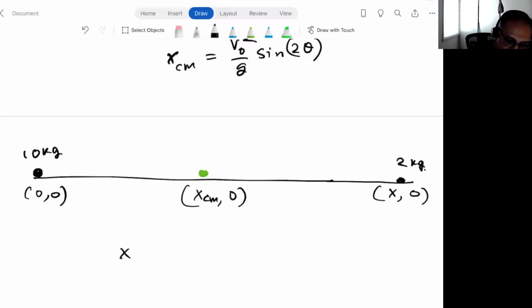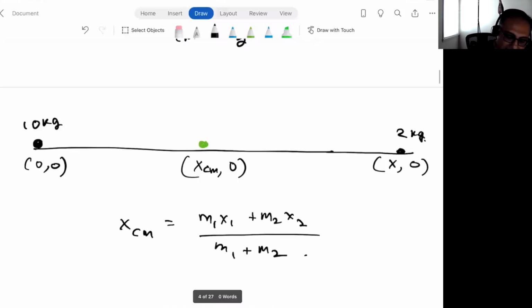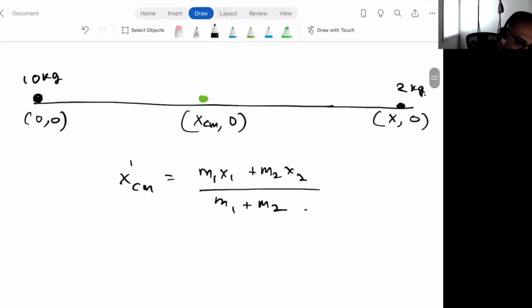So you know that the one-dimensional position of the center of mass formula for X is m1 x1 plus m2 x2 plus m3 x3, but we only have two masses here, divided by m1 plus m2. And so you know xcm, we've already found that. You know x1, that's 0, right? You know both m1 and m2. And so the only thing that you don't know is x2, which is this x. And so you can just solve for x.